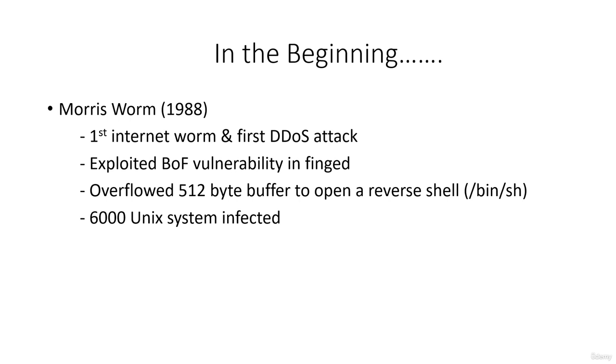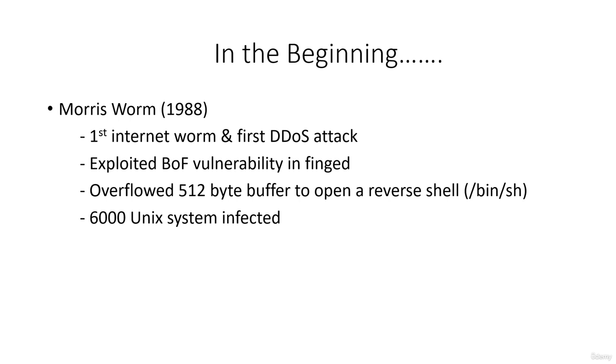The Morris worm exploited an overflow condition in a 512 byte buffer, and that allowed the instruction pointer to be redirected to run a shell command, effectively opening a reverse shell back to the attacking system and giving the worm access to the targeted system.